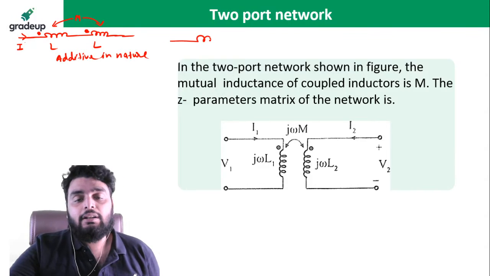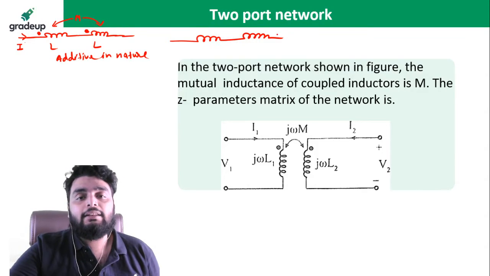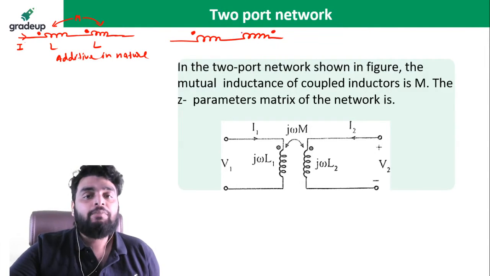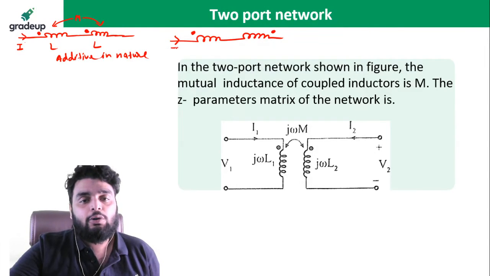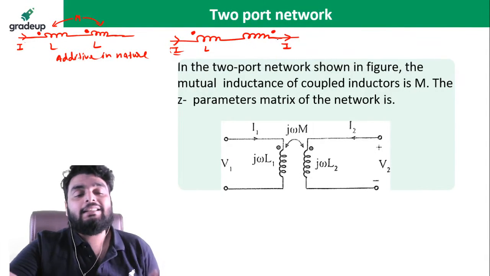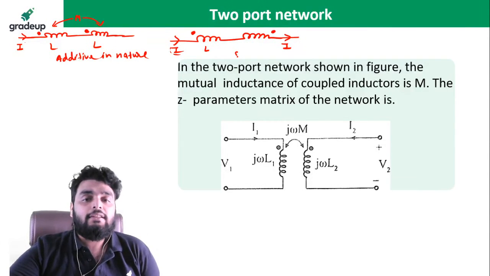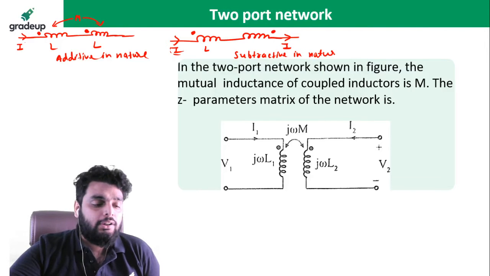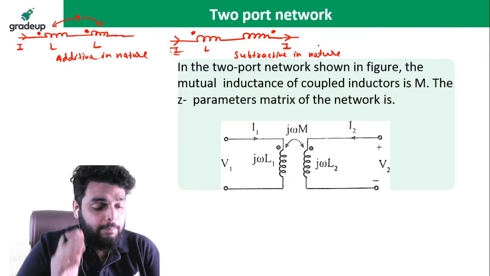But if some current is flowing like this, let's suppose the inductor has a dot here, and the other inductor has the dot here. So you can see for this particular inductor L, the current is entering the dot, but for this particular inductor, the current is leaving the dot. So this is the subtractive in nature. Now this is the small concept that is going to be used in this type of question.